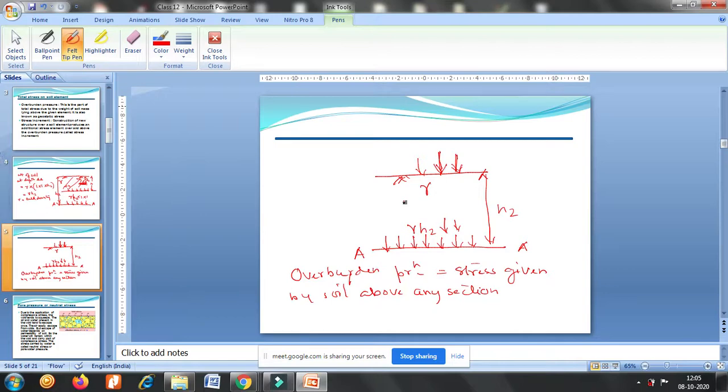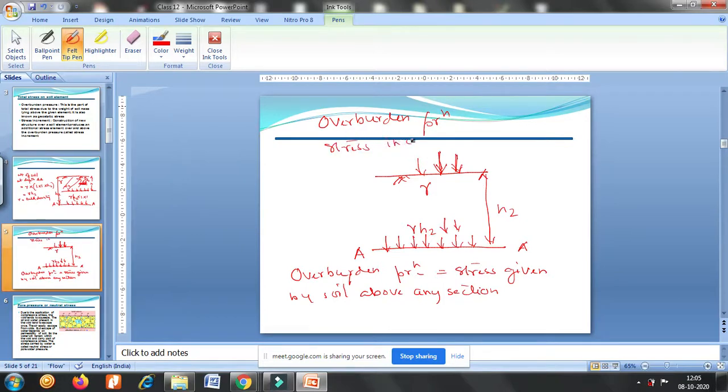So the stress increment is due to the additional load. That is, some man-made structure is there on the ground surface, and the stress given by that is called the stress increment. And the stress given by the soil above any section, without considering any additional stress, is called the overburden pressure. So that is the difference between the overburden pressure and the stress increment.